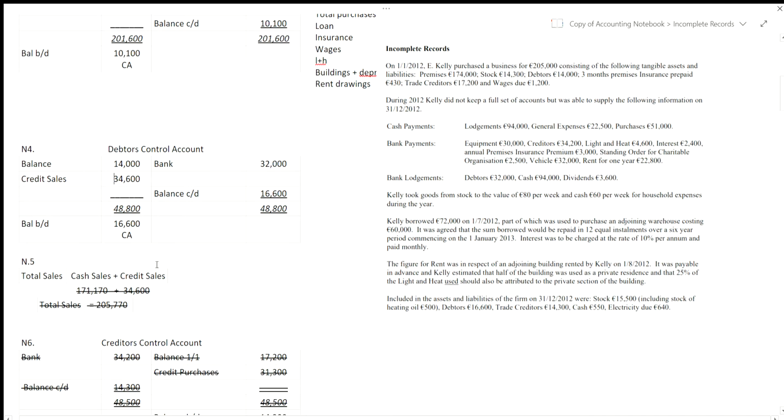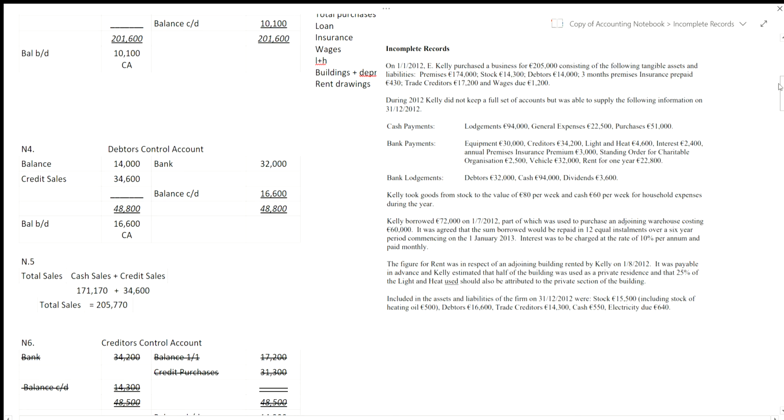I have my cash sales of 171,170, and I have my credit sales taken from here. And obviously, if I add both of those together, I now have my total sales. So remember, you get your debtors control account to find your credit sales, and your cash account finds your cash sales. Add those figures up, and then you have total sales. So that's the next two done.